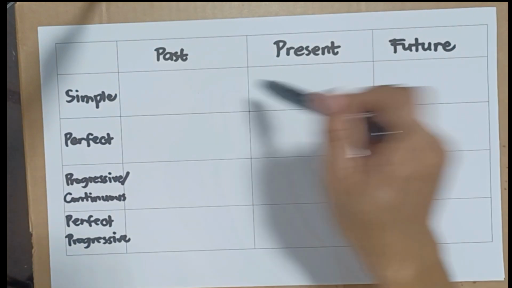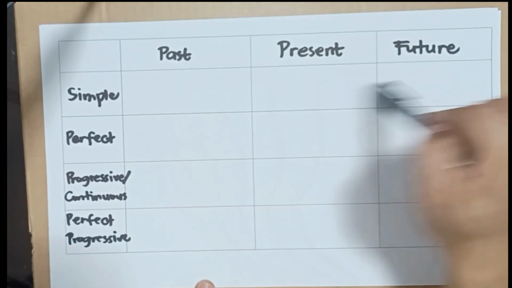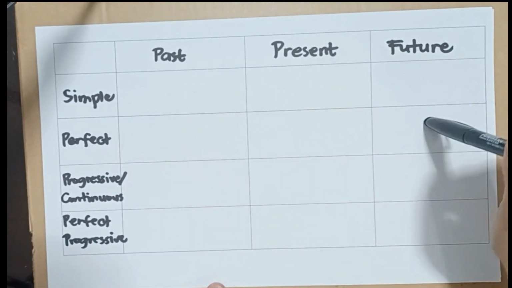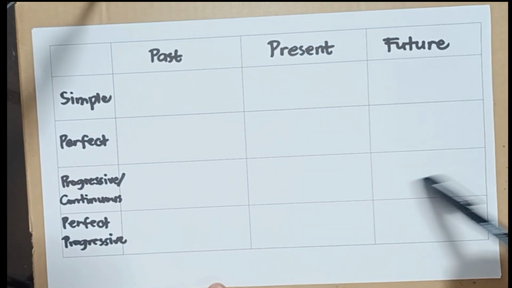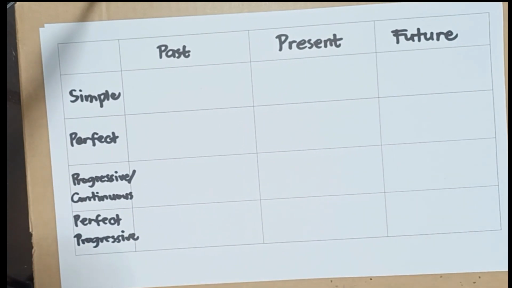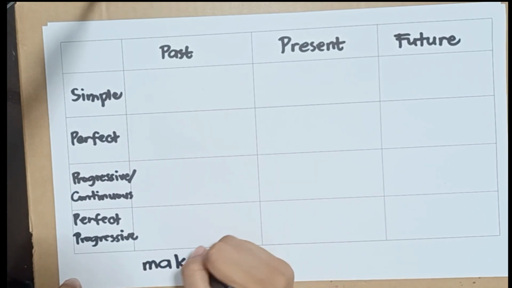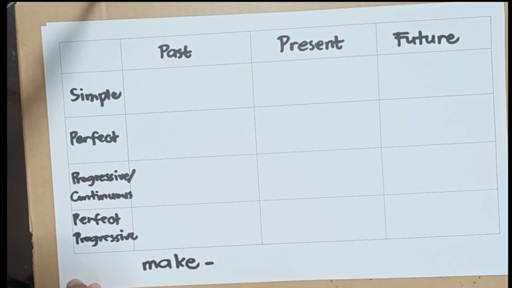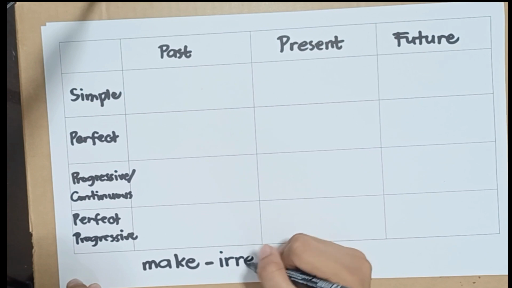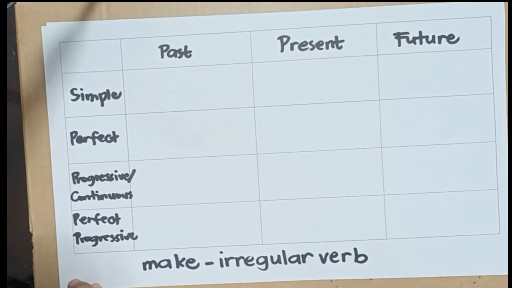So this is how we read this: simple past, simple present, simple future. And past perfect, present perfect, future perfect, past progressive, present progressive, future progressive, past perfect progressive, present perfect progressive, and future perfect progressive. Now, let's try to write using the verb make. We know that make is an irregular verb. Yes, it is an irregular verb, and its simple past form is made.